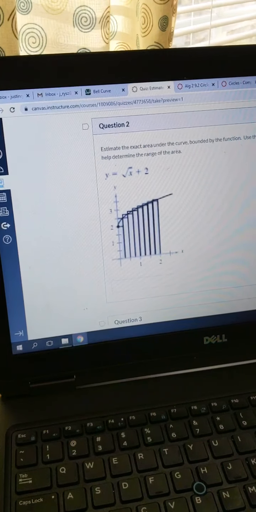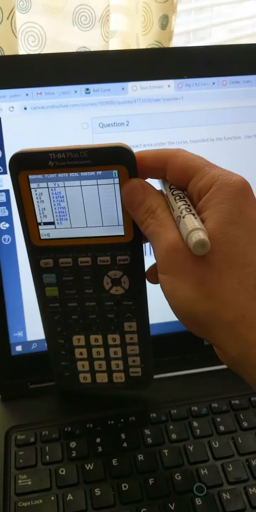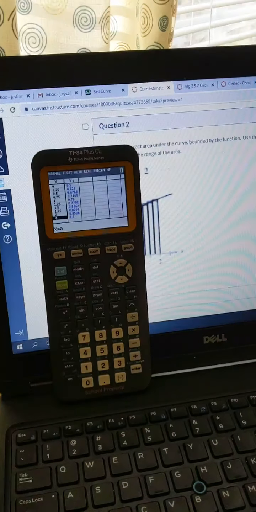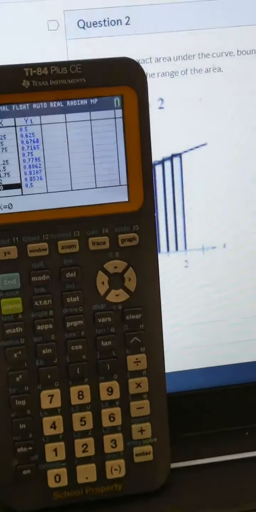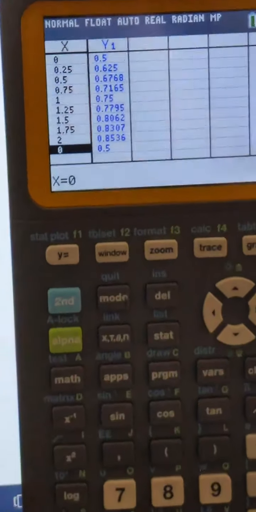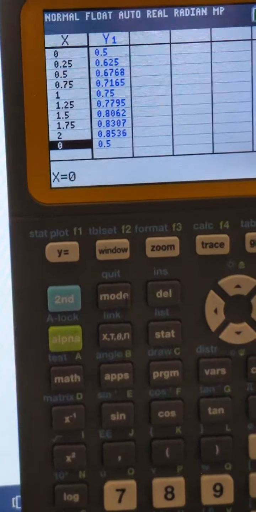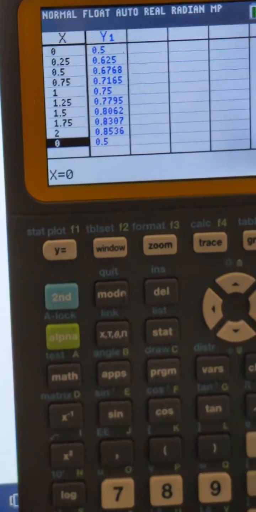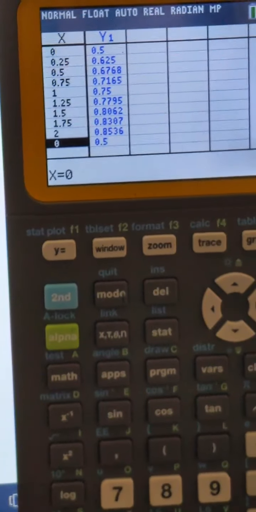Okay, so here we go. Left edge versus right edge. Left edge. Just looking at those numbers here. I doubt you guys can see that, but I'll try to zoom in here. So left edge, I'm going to go from 0 to 1.75.